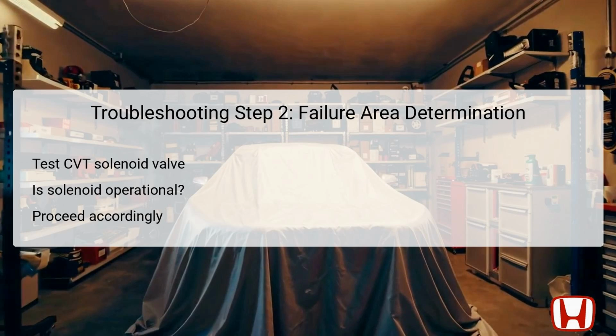If the solenoid functions as intended and the error persists, proceed to step 3 to assess the wiring and connections. Conversely, if the solenoid does not work correctly, it indicates that the valve may be faulty, and further diagnostic steps will become necessary to confirm the issue and determine if replacement is required. Understanding the operational status of the solenoid is vital for addressing DTC P0970 effectively and efficiently.